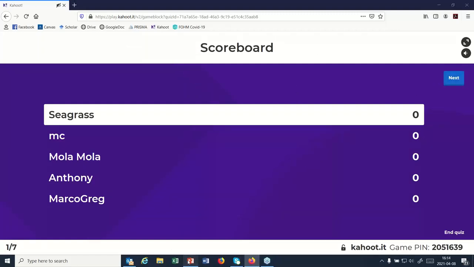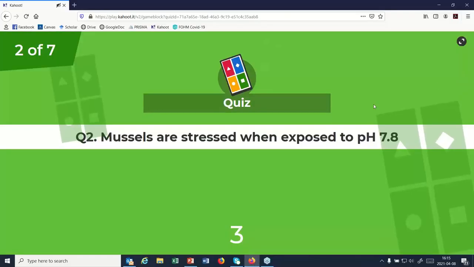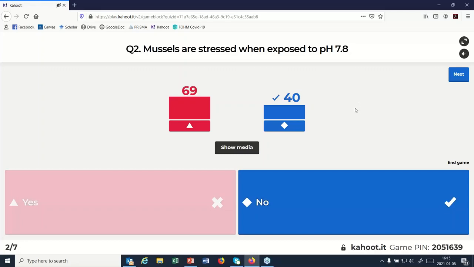So we're going to go now to the next question, I think, here. So next question is that, can you conclude from the results of this experiment that mussels are stressed when exposed to the lower pH of 7.8? So let's go to the next question. Here we go. Right, I guess I can go. So most people said yes.